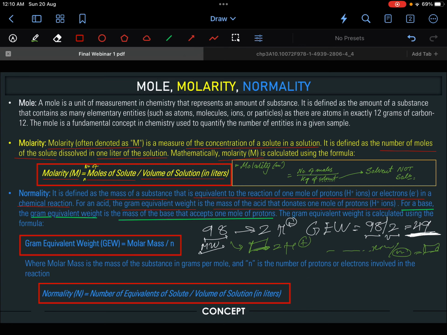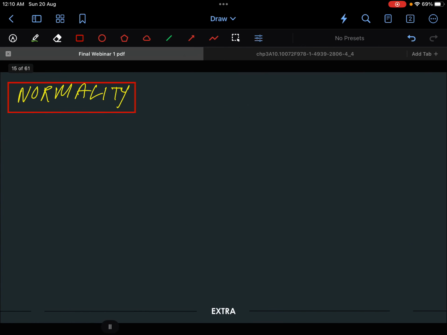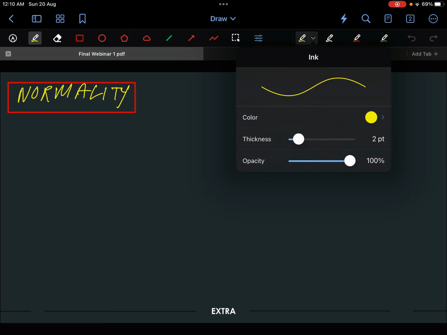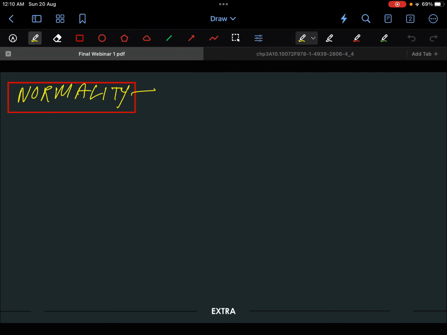Now let me show you what is the meaning of number of gram equivalent. It's a big term, right? So let me break it down. Suppose HCl is monovalent, right? It will be dissociated like this, giving out one hydrogen ion.